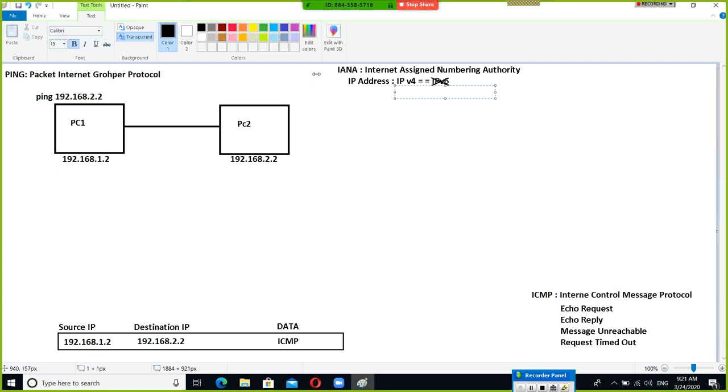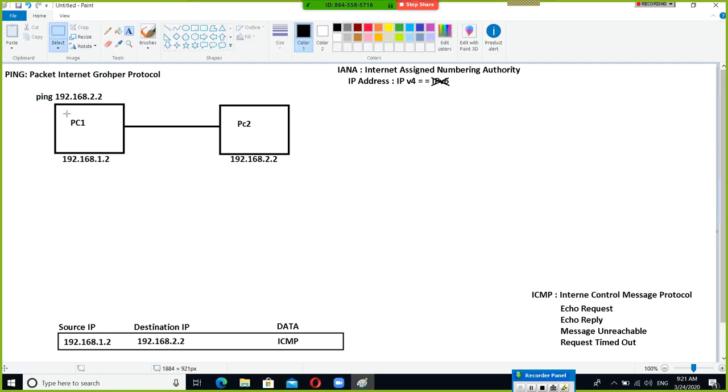In IP version 4, an IP address is made out of 4 octets. Each of them is referred to as an octet: octet 1, octet 2, octet 3, and octet 4. Why is it referred to as an octet? Because each of these octets is made out of 8 bits.